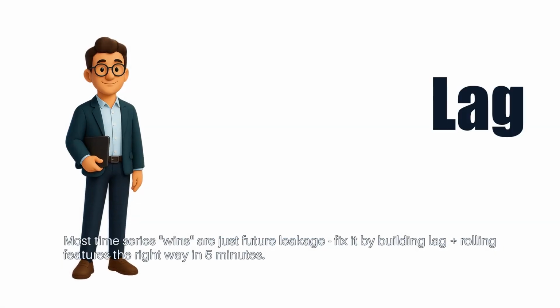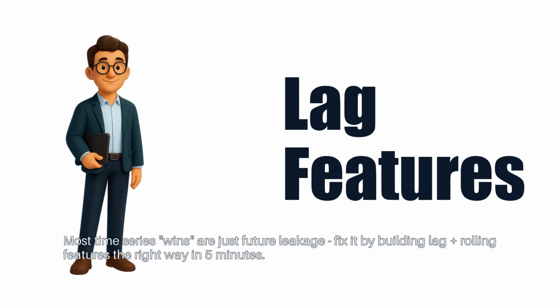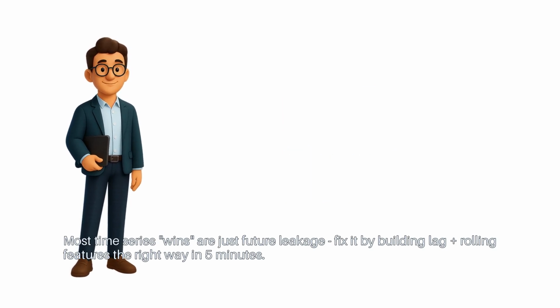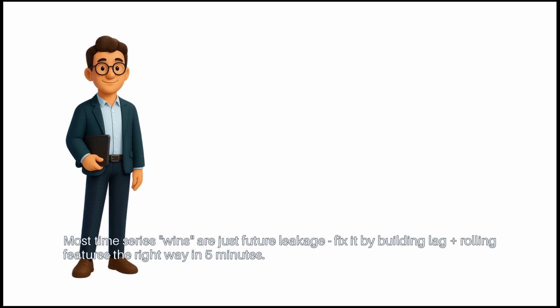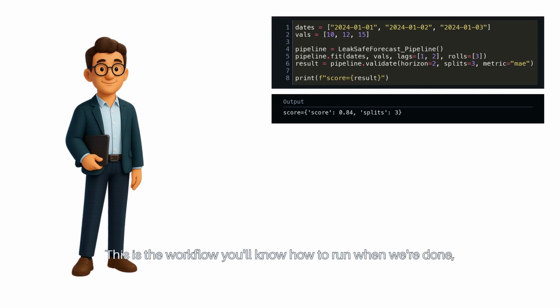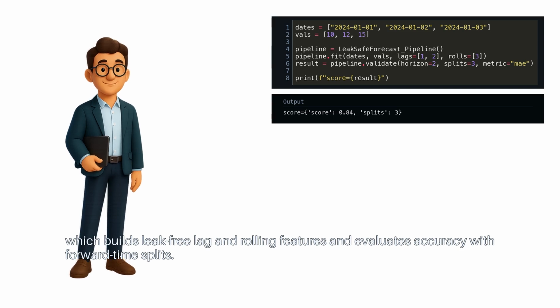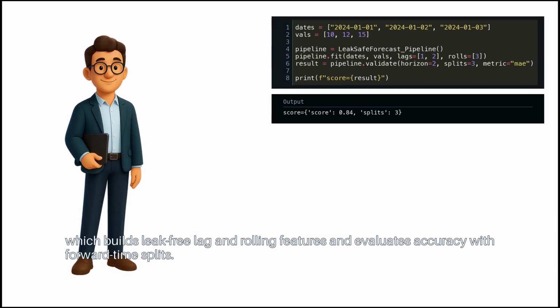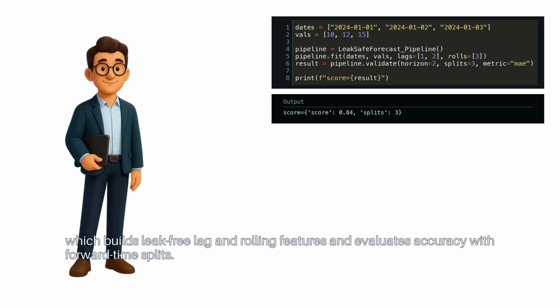Most time series wins are just future leakage. Fix it by building lag plus rolling features the right way in 5 minutes. This is the workflow you'll know how to run when we're done, which builds leak-free lag and rolling features and evaluates accuracy with forward time splits.